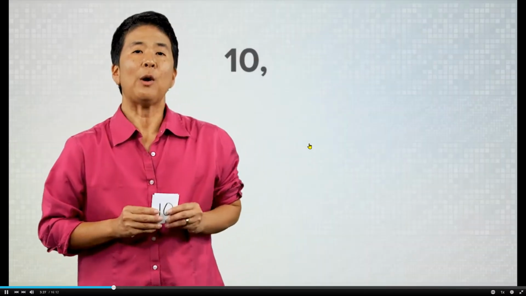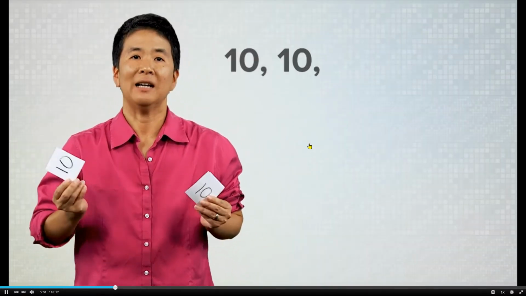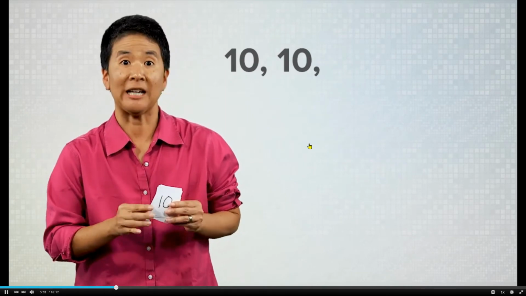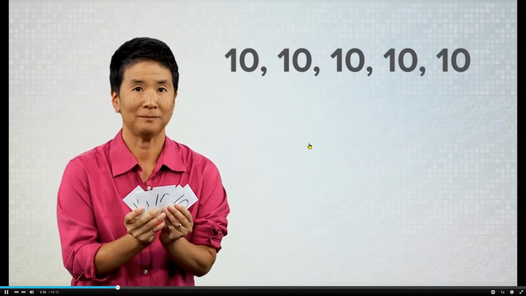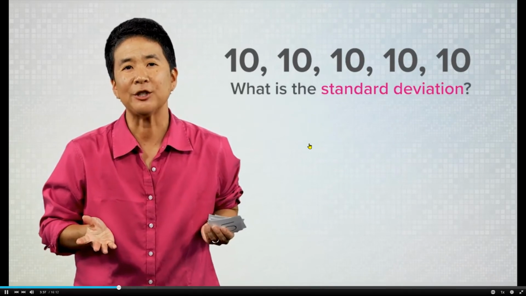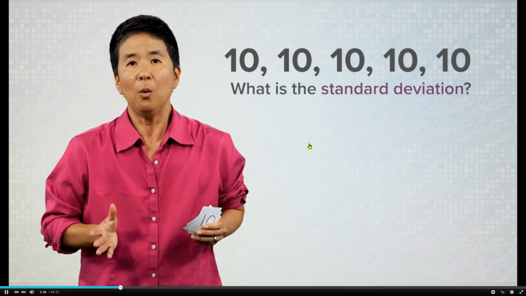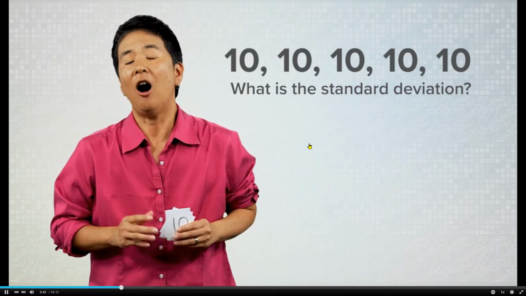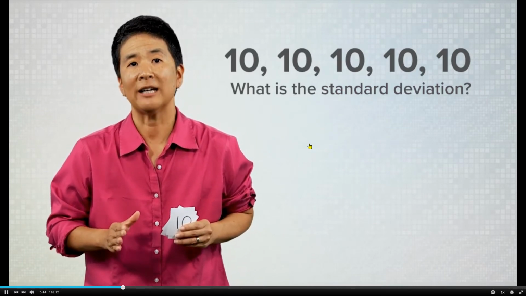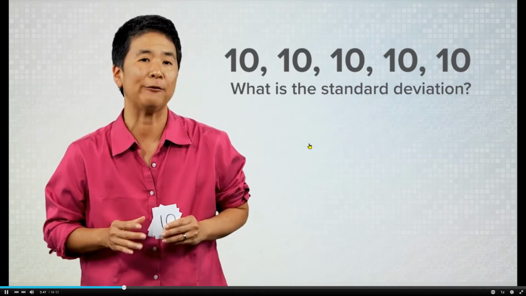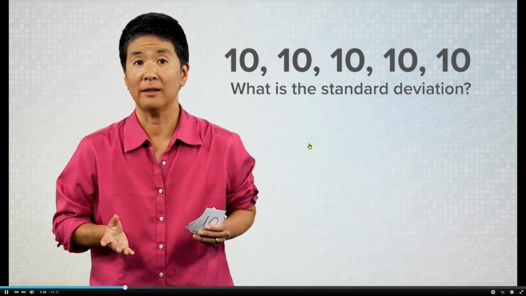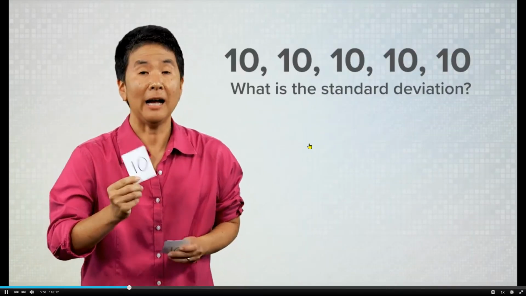Now suppose my data set consists of all the same values. So I have a 10, I actually have 5 10s here. What's the standard deviation of my data set? Well, think about what the definition is. On average, how far is any data point away from the mean? Well, the mean of my data set is 10. What I'll do is I'll close my eyes and I'll pick a number. I happen to pick a 10.